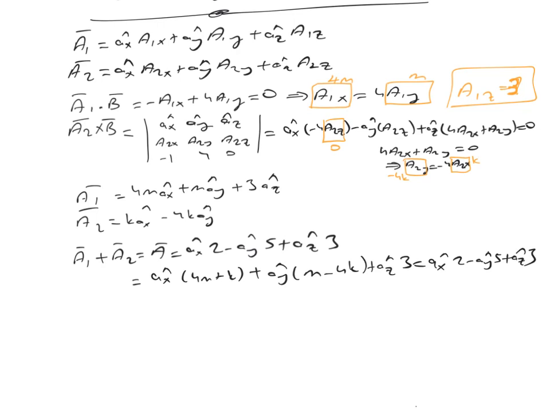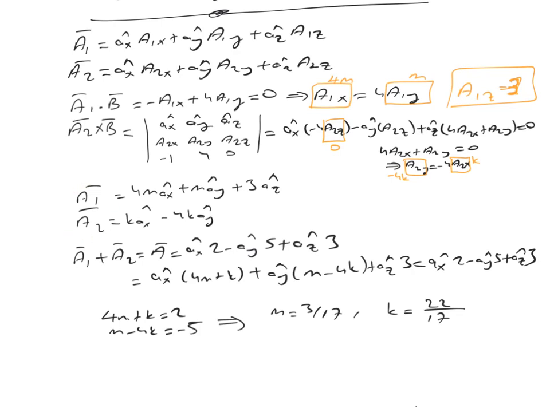And from here we know that 4m plus k is equal to 2 and m minus 4k is equal to minus 5. And from here m is equal to 3 over 17 and k is equal to 22 over 17. Now by using these numbers we can write the exact vectors A1 and A2.